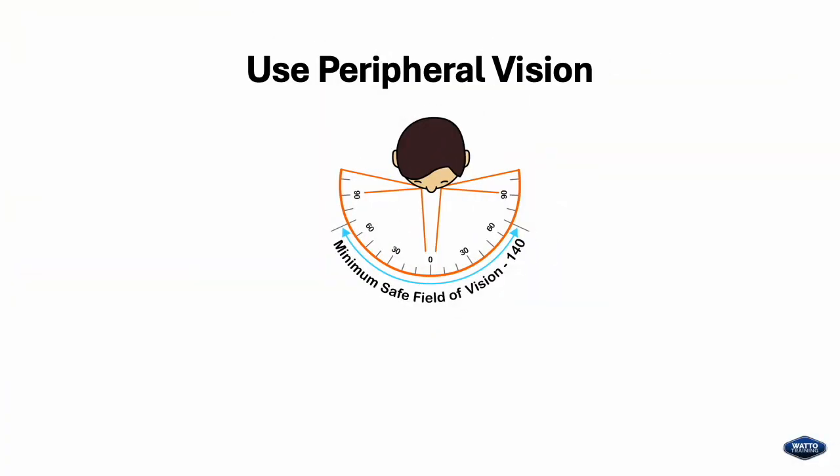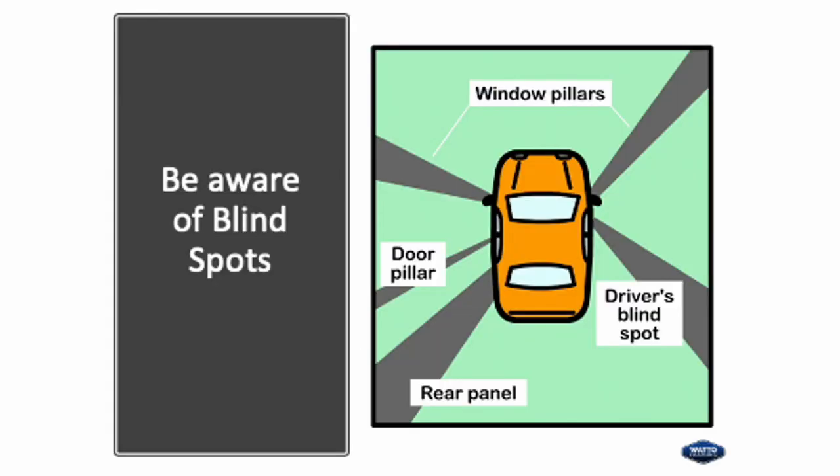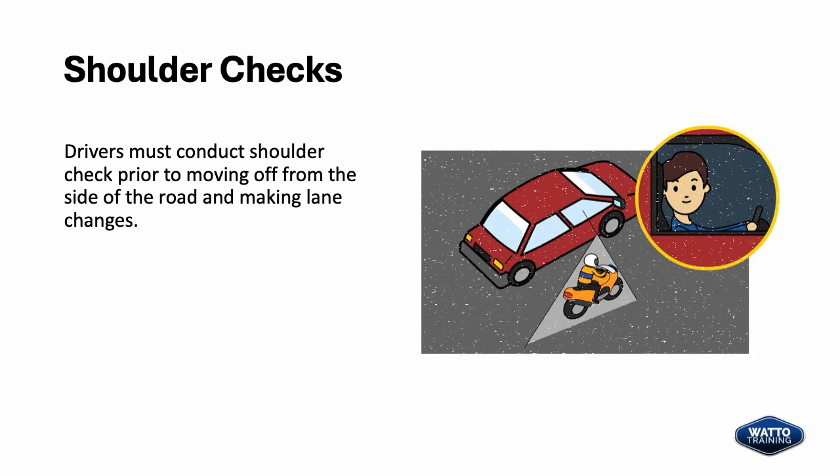Use your peripheral vision. Peripheral vision is vision as it occurs outside the point of fixation, i.e., away from the center of gaze. Be aware of your blind spots. Drivers must conduct shoulder checks prior to moving off from the side of the road and making lane changes.